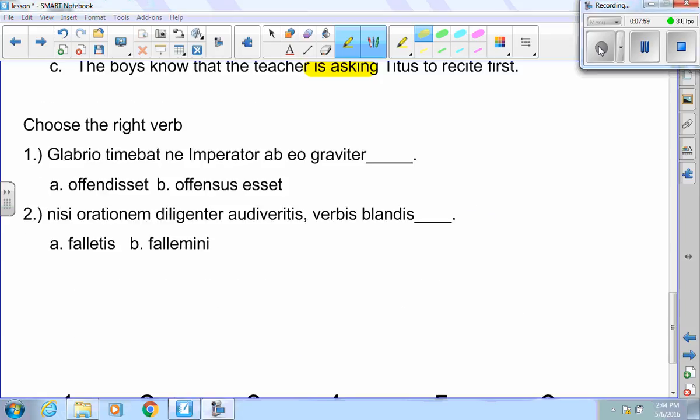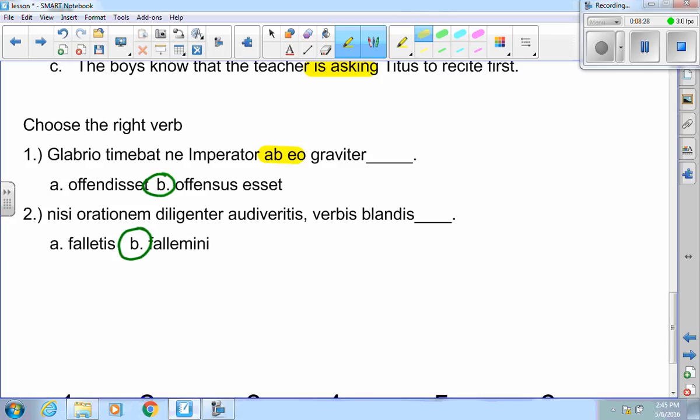There are some choose the right verbs on this. I want you to pick one and two, go through those. Mostly it's asking you whether it's active or passive, but some of them are a little bit different. So try those two, see what you get. Both of these should have been passive. That's what it's expecting. The first one, abeo, should be the key that we should choose offensus esset for the passive. The second one, a little different because it has those ablatives there by the words.